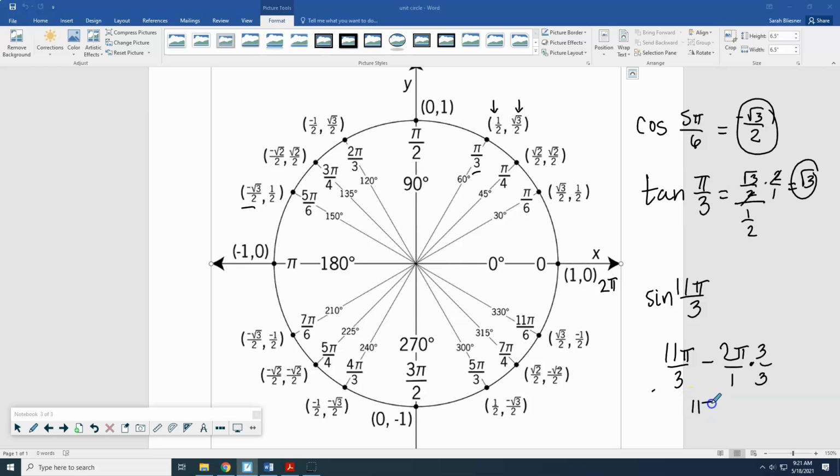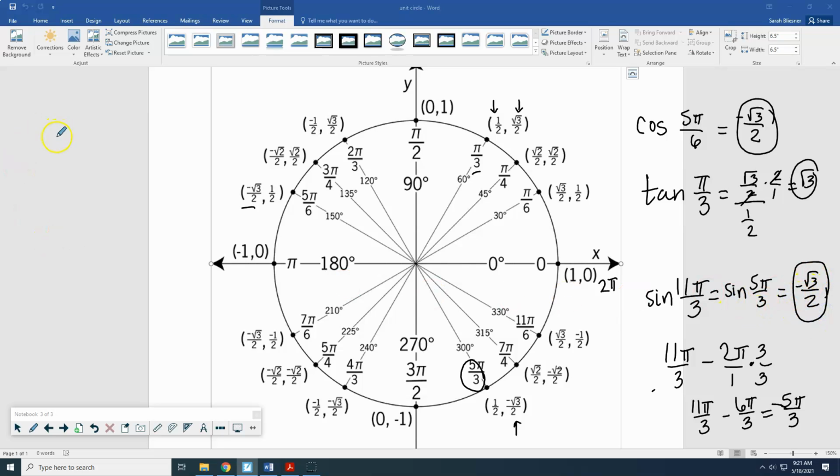So this would be 11 pi over 3 minus 6 pi over 3, which gives me 11 minus 6, so 5 pi over 3. Now 5 pi over 3 is on our unit circle, so there's a coterminal angle that will work. So the sine of 11 pi over 3 is equivalent to the sine of 5 pi over 3, which means it would be equal to negative square root of 3 over 2.